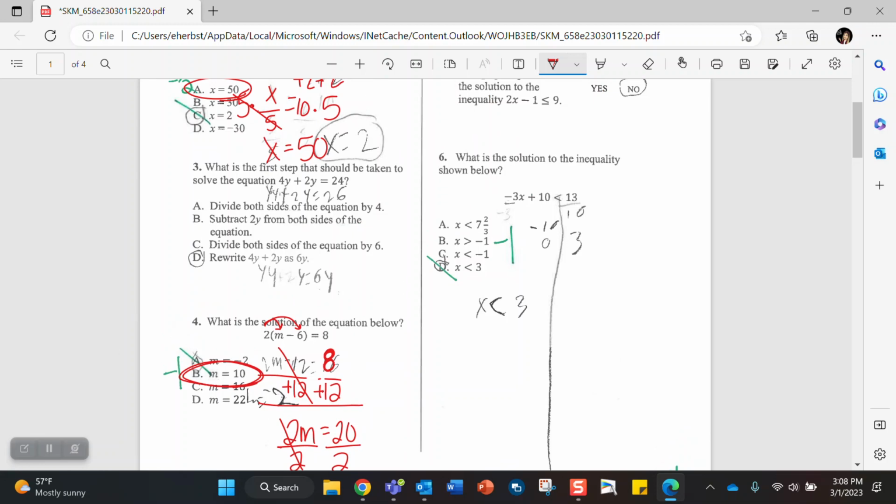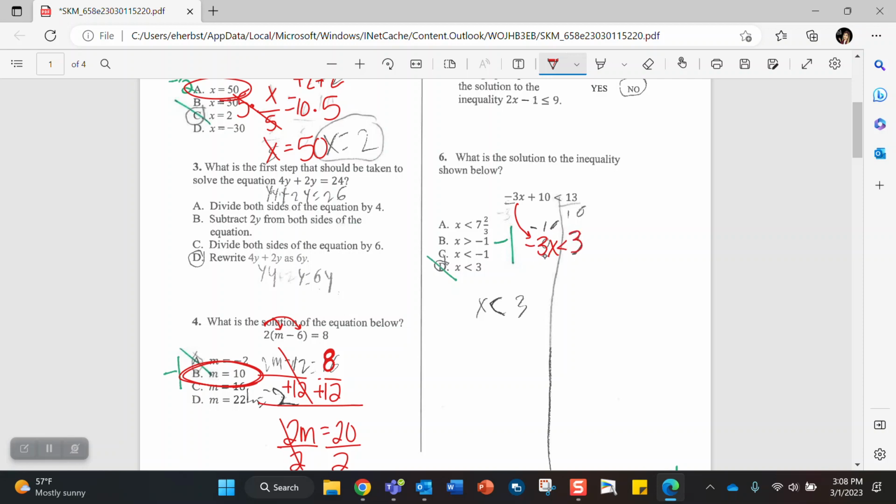Solving the inequality. So here he did do the first step correctly. He did subtract 10 from both sides. He got 3. I'm not sure what this 0 is because this is what we should have brought down. So we should have had -3x is less than 3.